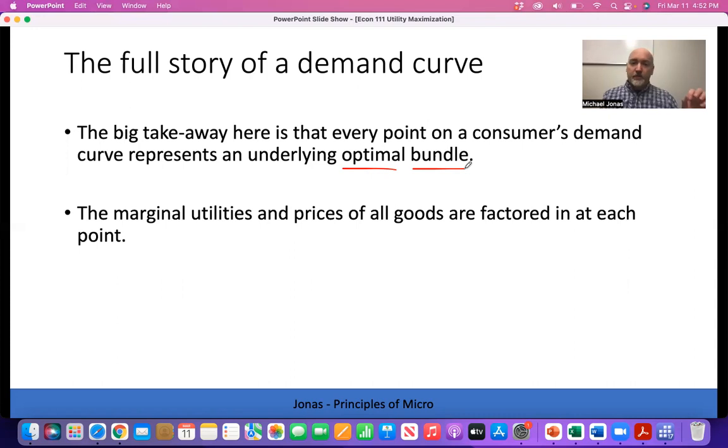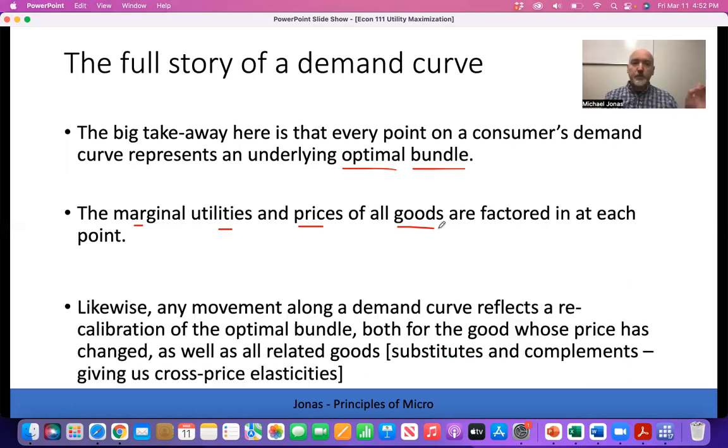And not only are they thinking about the good in question, right? Price of donuts versus quantity of donuts. It's the allocation across all the different goods that we can possibly consume. In this case, donuts versus coffee, right? But they all go into that decision, right? So the marginal utilities and the prices of all goods potentially go into our decision about the optimal outcome for one good. One demand curve is inextricably linked to every other demand curve. Okay.